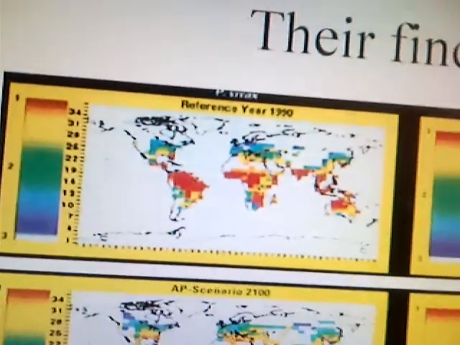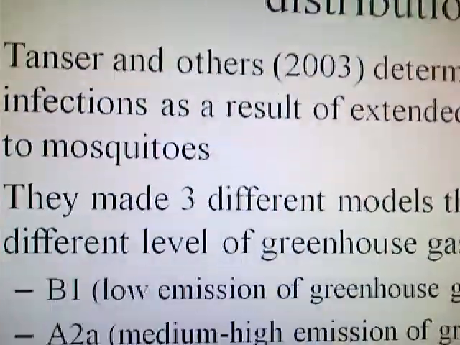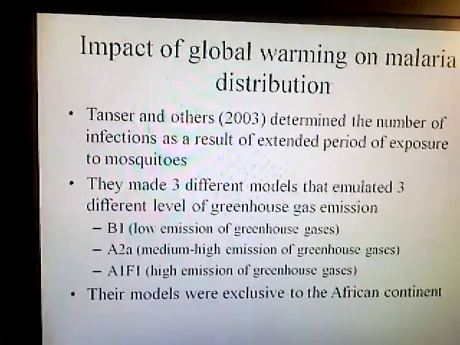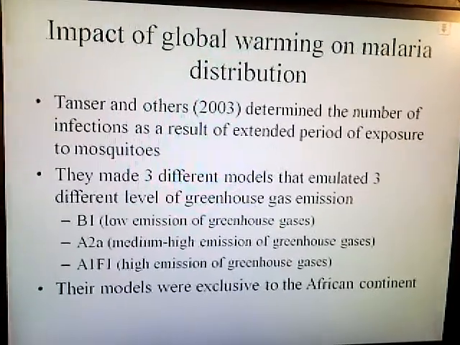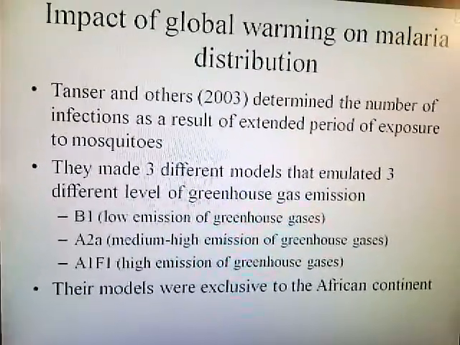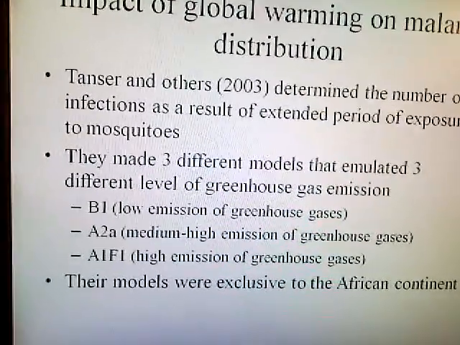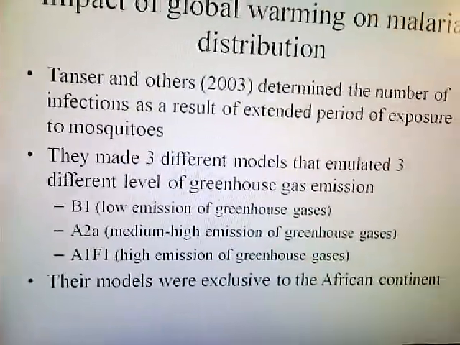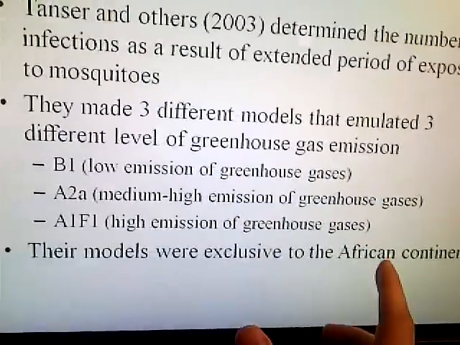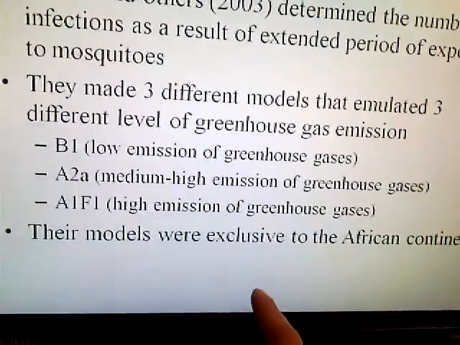Cancer and others also said that global warming will extend the exposure time to mosquitoes, and they made 3 models, and then they also emulate 3 different levels of greenhouse gas emission, B1 being low emission, A2A medium, and A1F1 being the highest level of greenhouse gas emission. And their model was exclusively for the African continent.